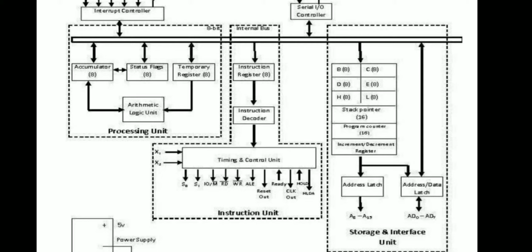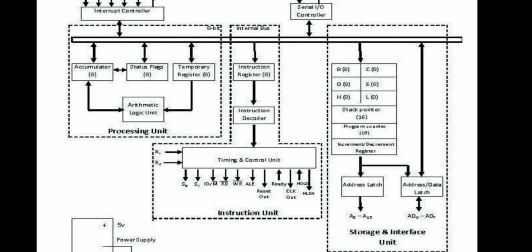The next one is the timing and control unit. The timing and control unit generates the control signals for microprocessor operations. It contains a crystal oscillator which generates the clock signals for the operation of the microprocessor.